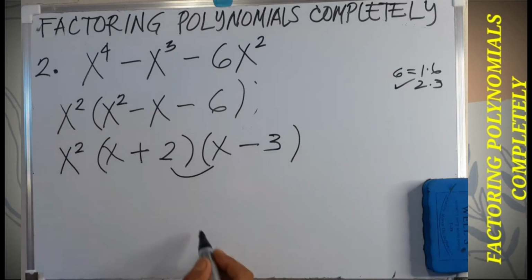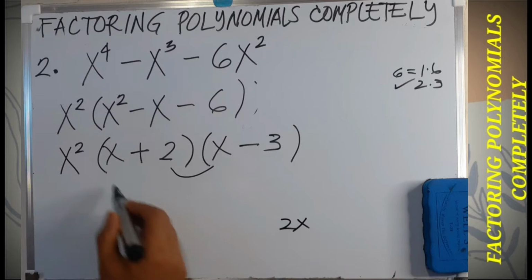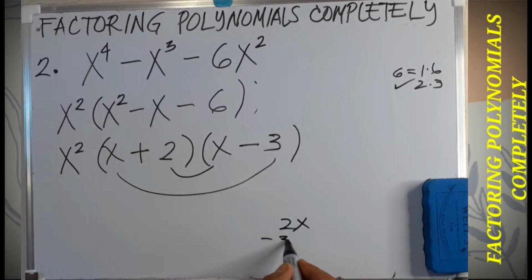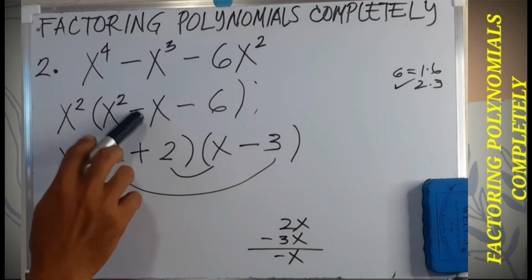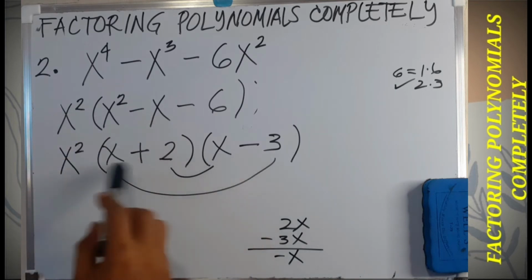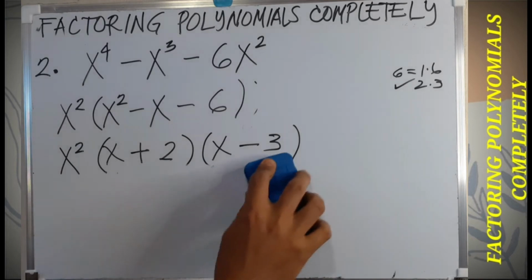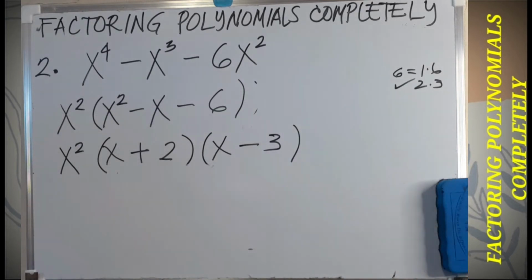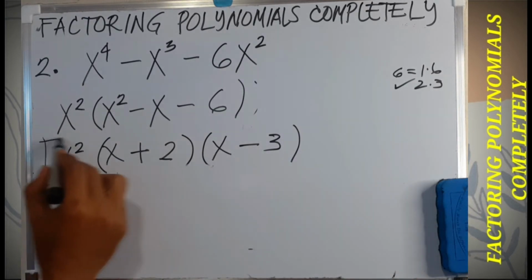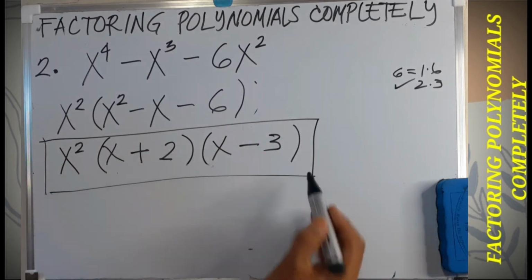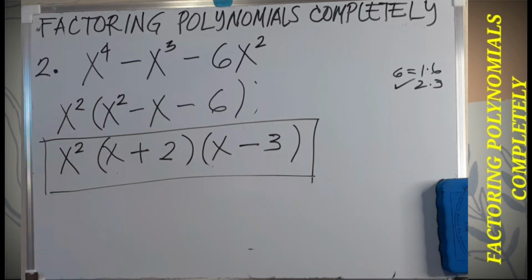2 times x, 2x. X times negative 3, negative 3x. 3 minus 2 is 1, and the sign is negative, so negative x. And that is now the middle term, meaning this combination is correct. Therefore, the factors of the given polynomial in number 2 are x squared, quantity x plus 2, and quantity x minus 3.